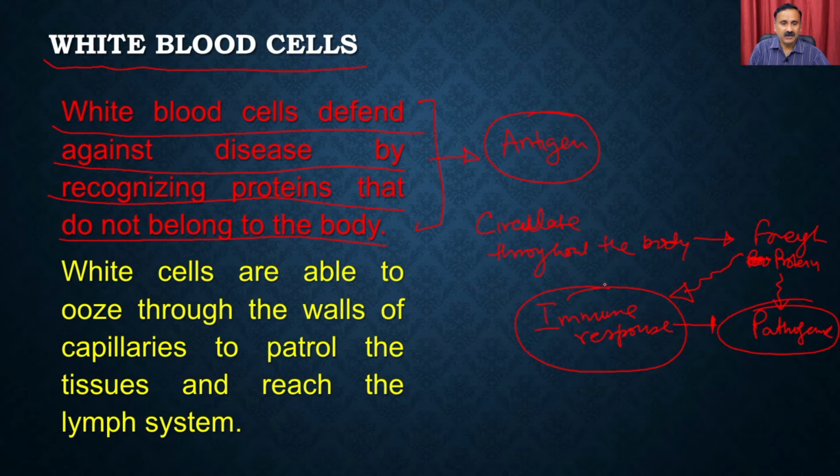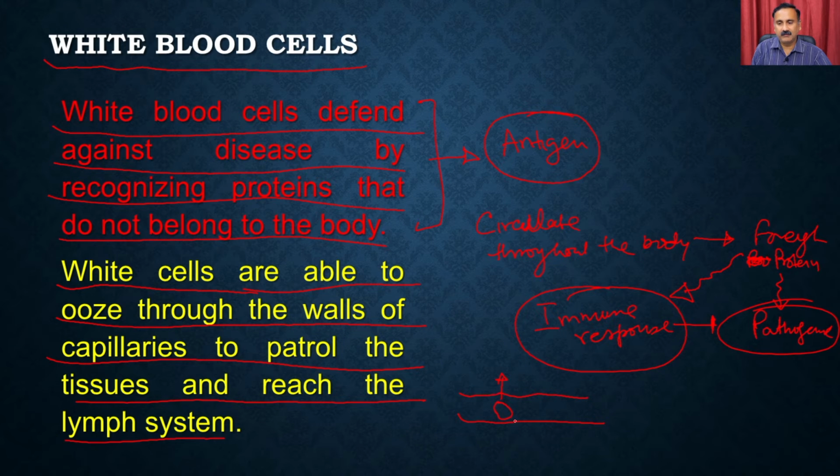That's how the white blood cells protect the body from external antigens or external infectious organisms. White blood cells are able to ooze out through the walls of the capillaries to patrol the tissue and reach the lymph system. So white blood cells can ooze out from the capillaries, reach the tissue, and scan the tissue to see whether any infectious organism is present inside it as well. That is the main function of the white blood cells.